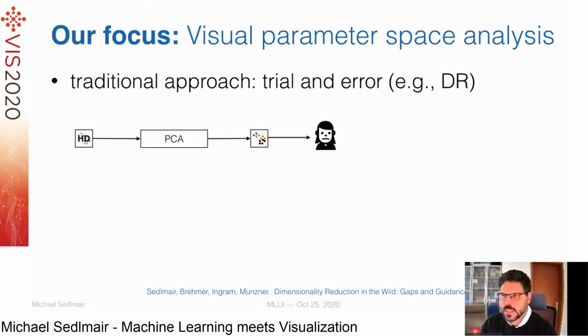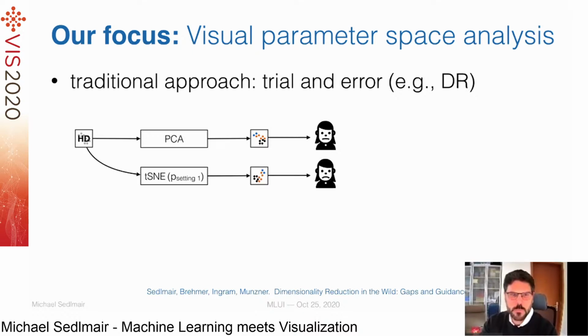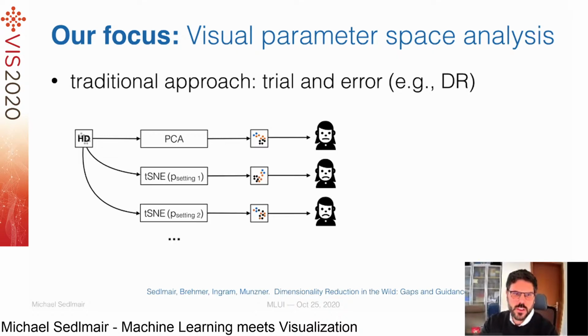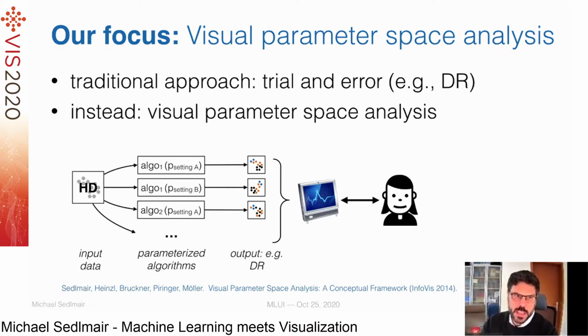PCA is the classical one, a typical thing you would try first, but you might not be happy with the results. So you try something else like TSNE with a parameter setting, and you're still not happy. Then you try another TSNE with another parameter setting, and you get more and more unhappy. The reason is that this approach is really trial and error. It's not systematic, but we probably all did this at some point in our lives. We're just exploring the space of possibilities, and we don't know when we actually reach a good solution.